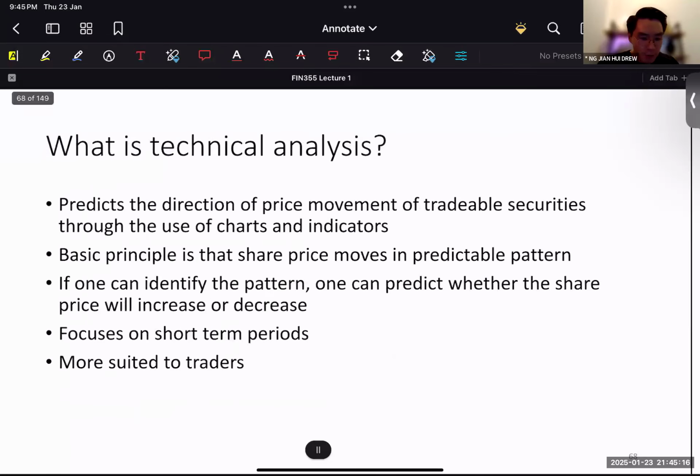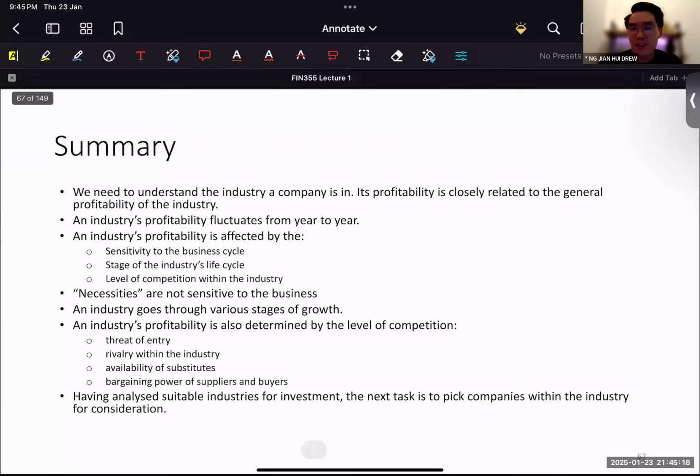Okay, before we go into technical analysis, which I'll touch on very briefly, I just want to pause here because I know there's a lot of information. Lecture one is important because it generally encompasses around 30 to 35% of the report's grades, as it's the qualitative part of your report.